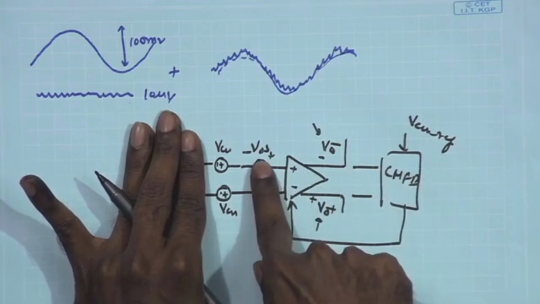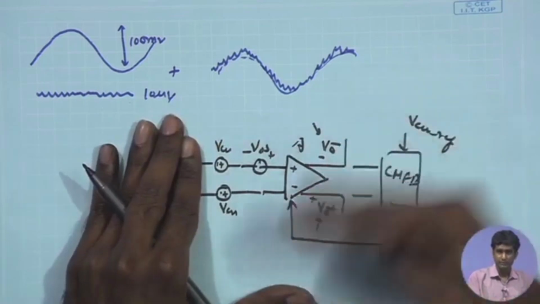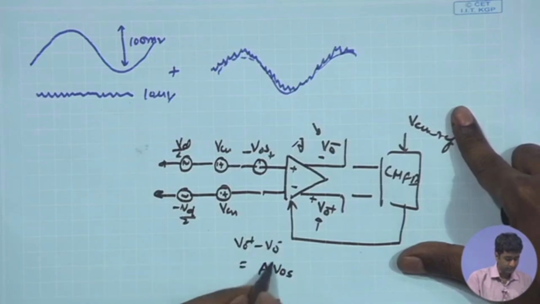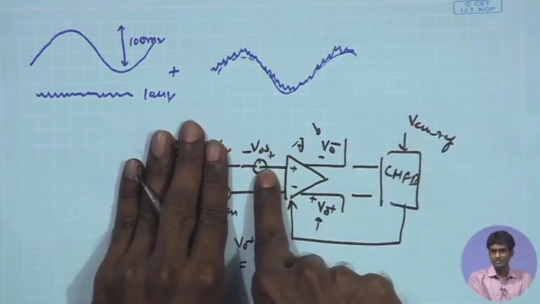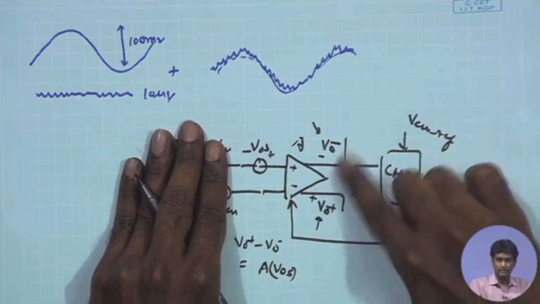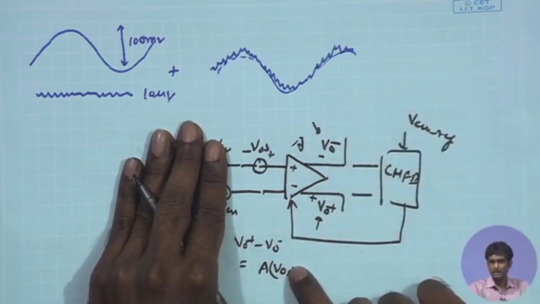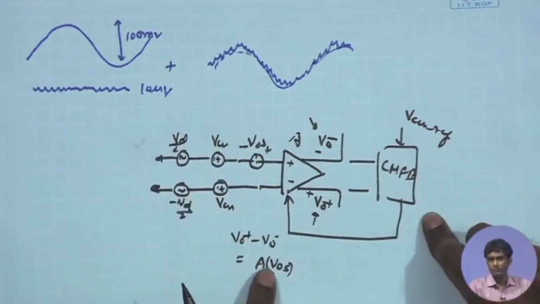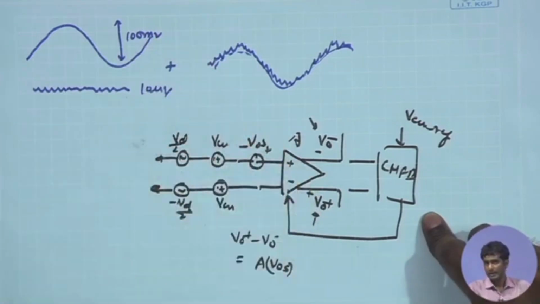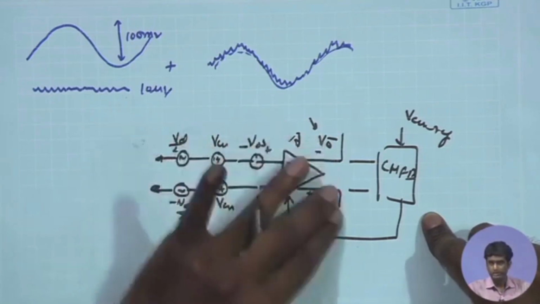But if there is a V offset coming in over here and you have the gain A, VO plus and VO minus will be different, and we can say that VO plus minus VO minus will be equal to A times the V offset, because in that case the V offset is going to be the effective differential signal between the two inputs. The common mode circuit can at the most make sure that VO plus plus VO minus by 2 is equal to the VCM ref, but VO plus and VO minus will be different by A times V offset. And if we have offset of even 1 millivolt, with the overall gain of this circuit pretty large, say 10 to the power of 4, it can completely saturate the amplifier.